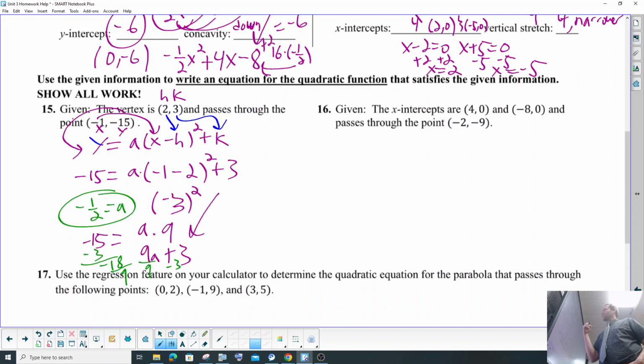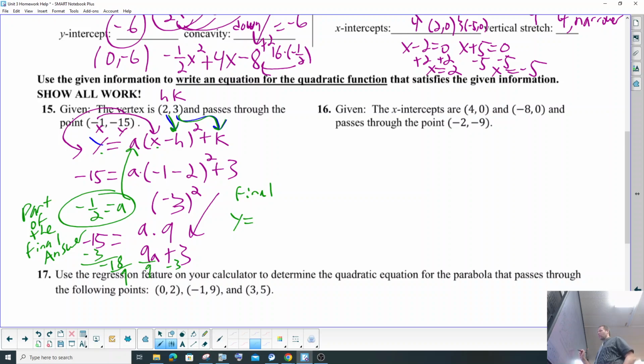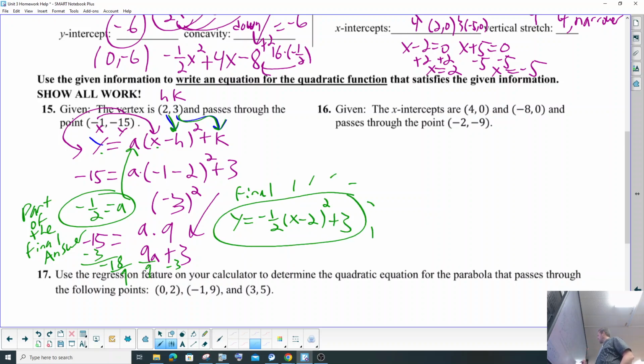Now that's not our answer. That's part of the final answer for this problem. What you have to do now is plug that back into the equation with y and x and then your h and your k. So our final answer will be y equals negative 2 times x minus 2 all squared plus our k value. And that's our final answer.